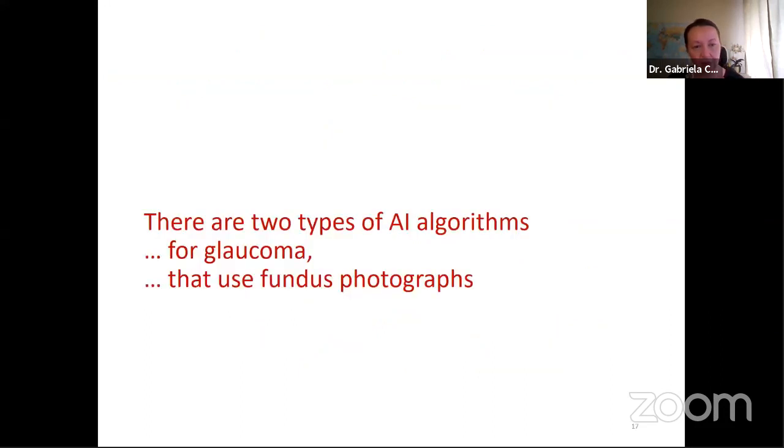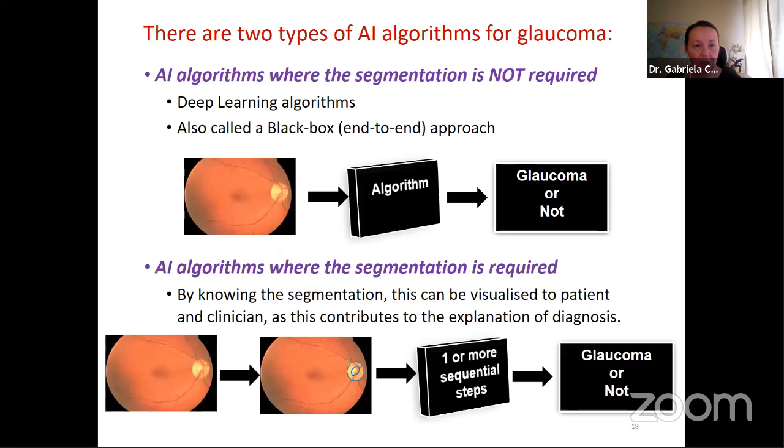What I would like to do next is to say, I presented one algorithm. I mean, Bryan started and I finished the description of this algorithm, but there are actually two principal types of AI algorithms for glaucoma that use fundus photographs. There are the ones where segmentation is not required, meaning they are not segmenting out the cup and disc. They directly use the image, they figure out the discrimination, and they just tell you whether it is glaucoma or not. They also can give you a number between 0 and 1 on a continuous scale, which may or may not have an interpretation of probability of glaucoma, but always 0 would mean that this is healthy and 1 means this is glaucoma.